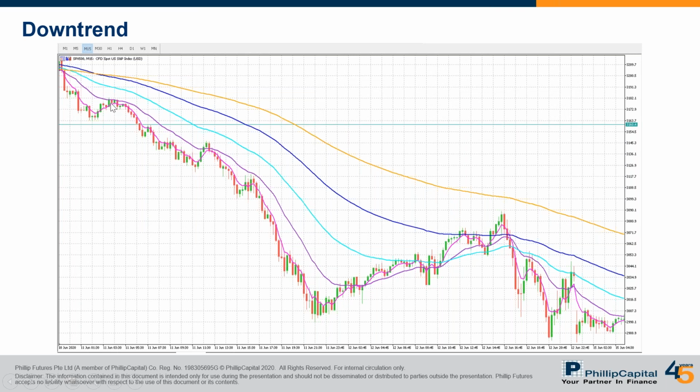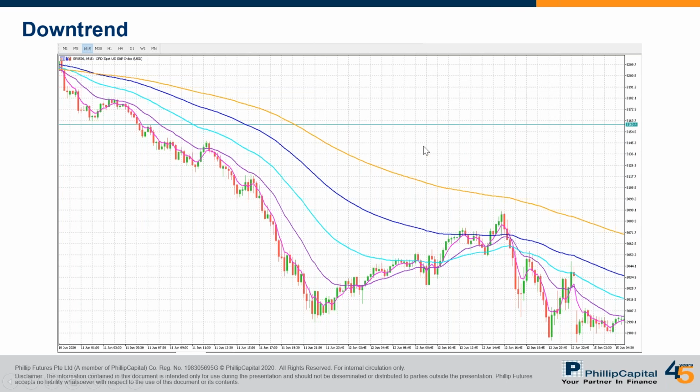And the same thing: as long as price stays below the EMA 200, the orange line, the downtrend is still valid. So in this case, you can see that after we identify the start of a downtrend, the smaller lines may still cross in between, but as long as price remains below the EMA 200, it is still a downtrend.